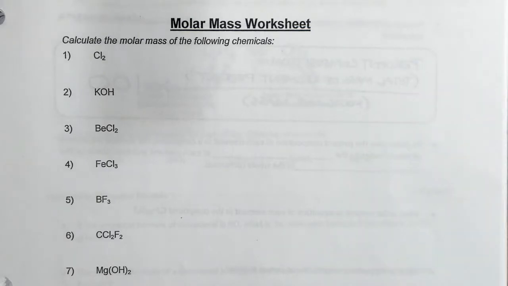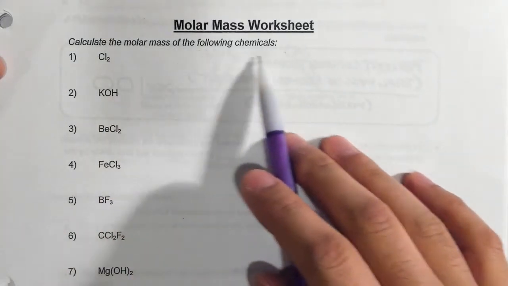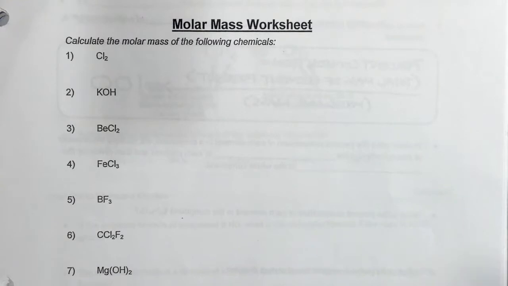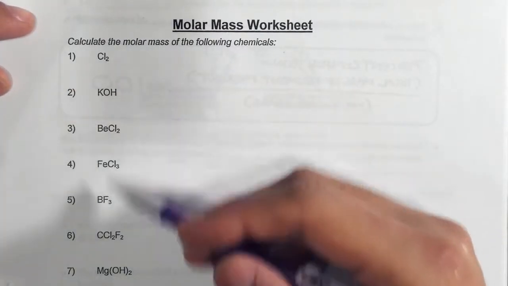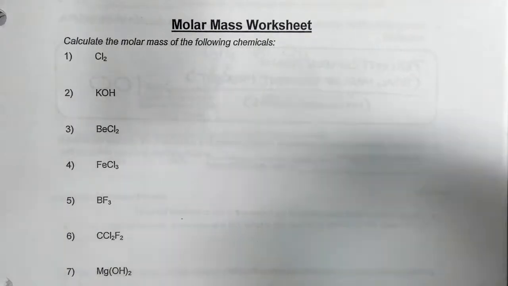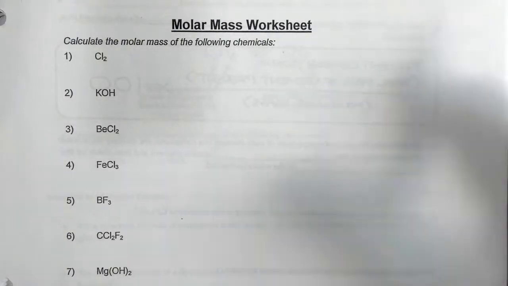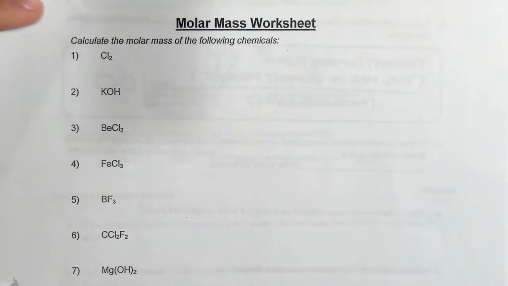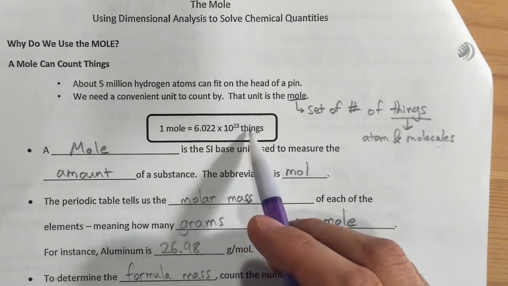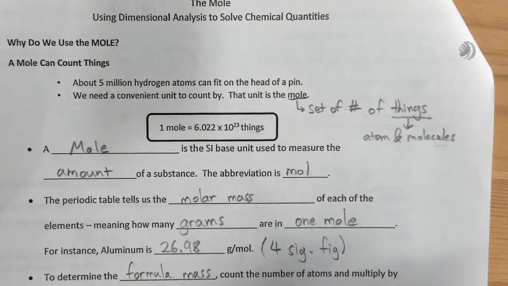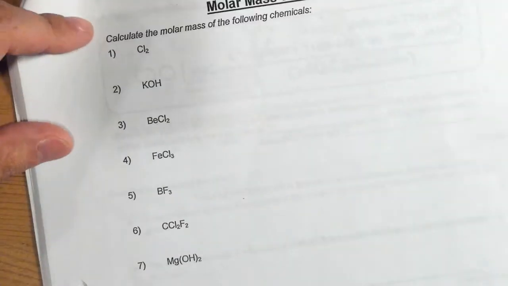Alright guys, so now it's the molar mass worksheet. So in this, what you're basically doing is calculating the molar mass of the following chemicals. So you're just finding the mass of what you have done, or finding the mass of each of these compounds. Alright, it's not that hard. So you don't actually use the conversion factor, like this number, 6.022 times 10 to the 23rd. You don't actually use it in this scenario. You're just finding what the molar mass is.